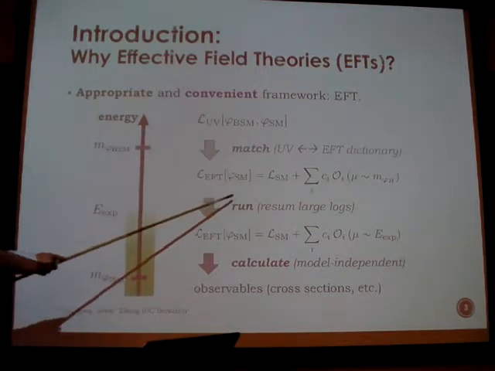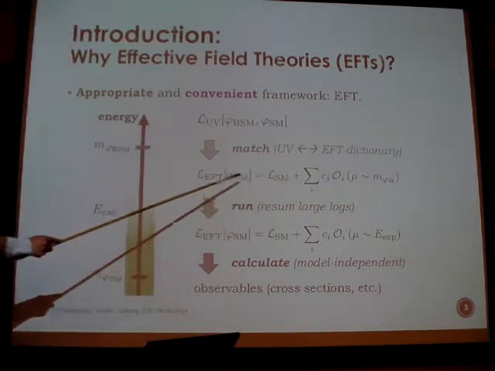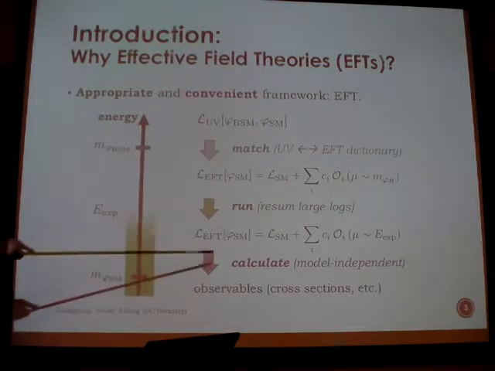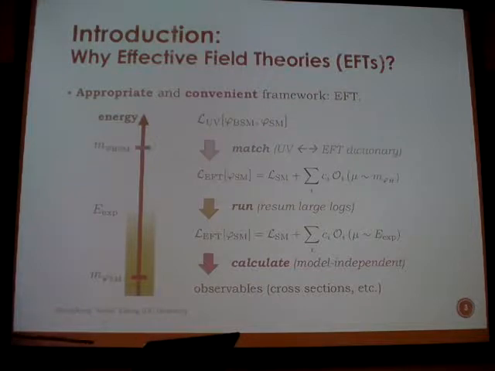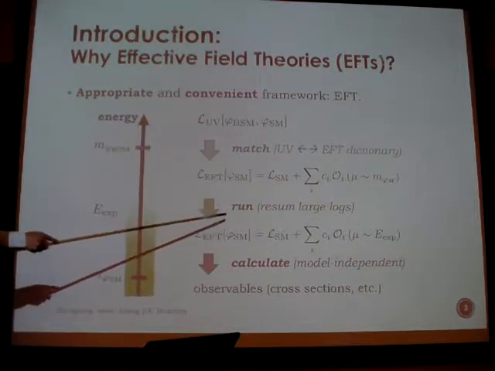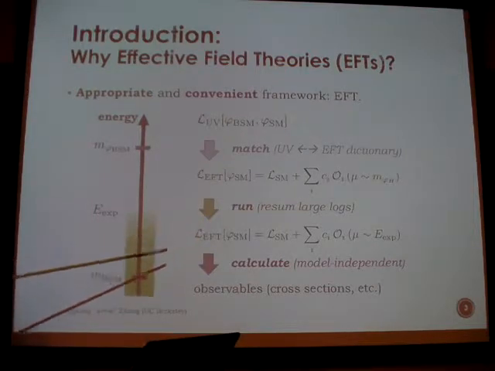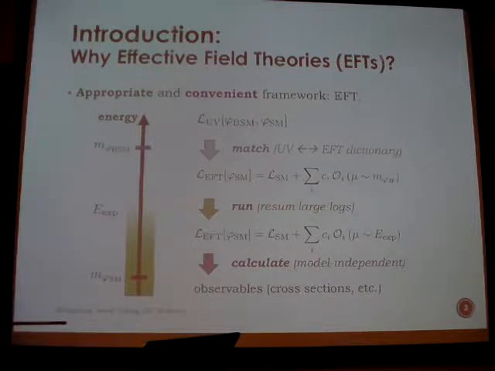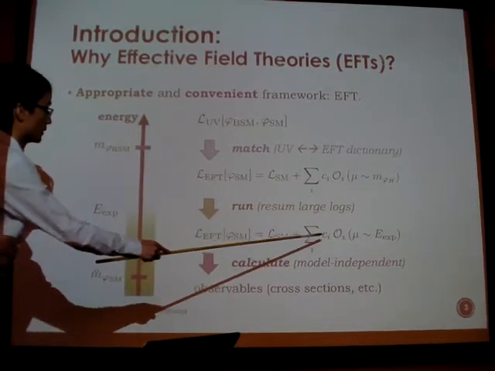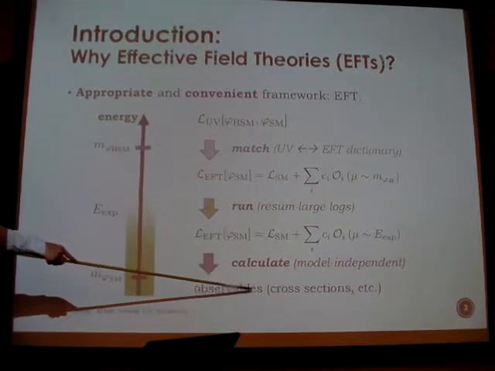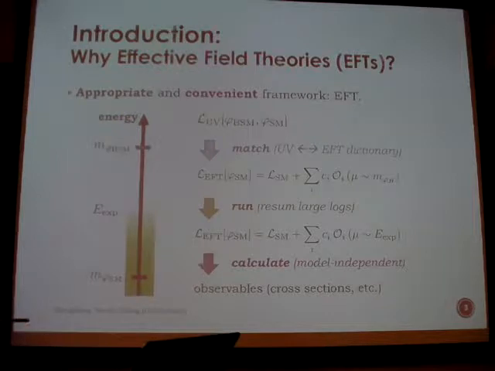And this effective field theory that we just obtained is defined at the scale of the heavy particles. So we need to run it down to the scale where we perform experiments via RG evolution. This is a crucial step that makes the effective field theory framework appropriate, because in this step we resum the large logarithm, so our predictions can be more accurate. And finally, starting with a series of effective operators at the experimental scale, we can compute observables such as cross-sections that we measure at the LHC and other experiments.